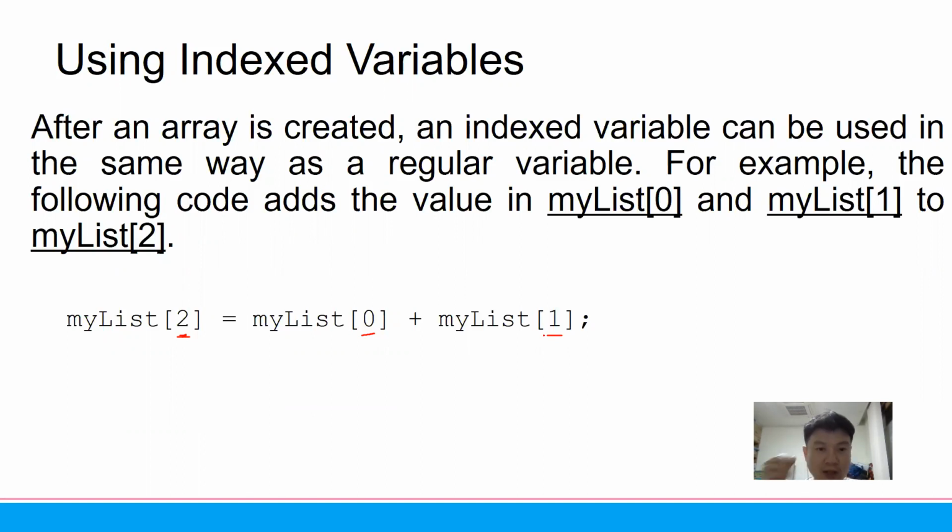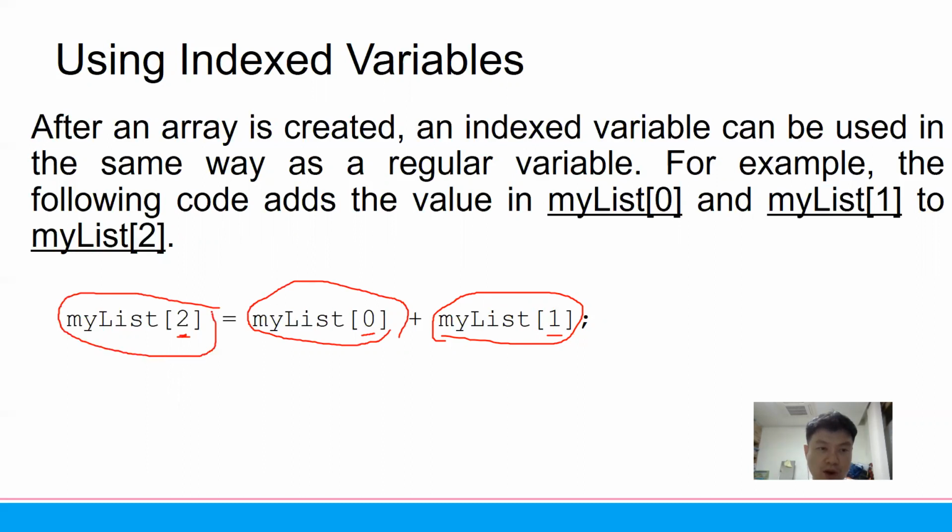So basically, one indexed element can be said to be a variable. One variable with one value, another variable with one value, and another variable with one value. But all of those are in the array with the name myList. So we have only one array variable.